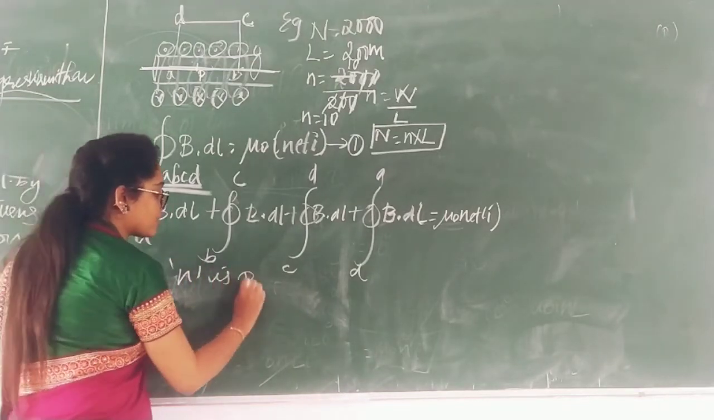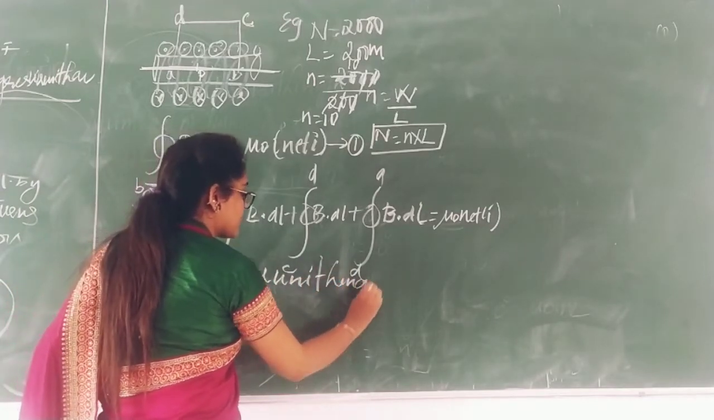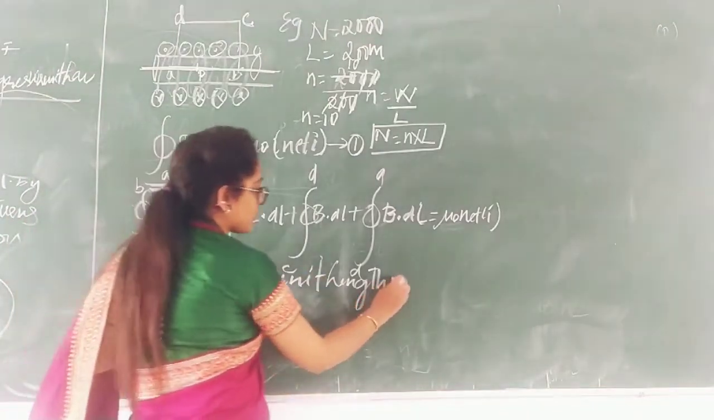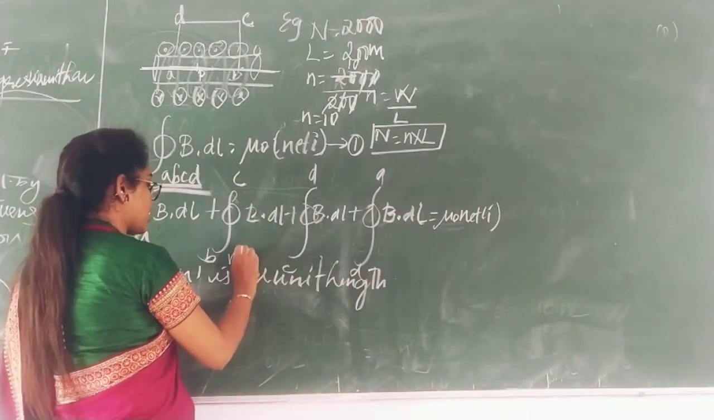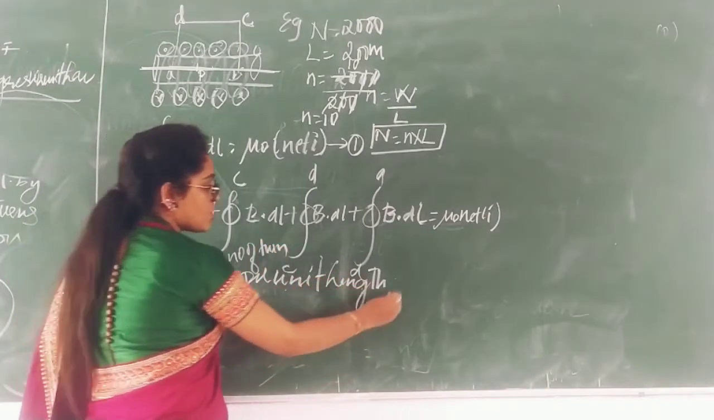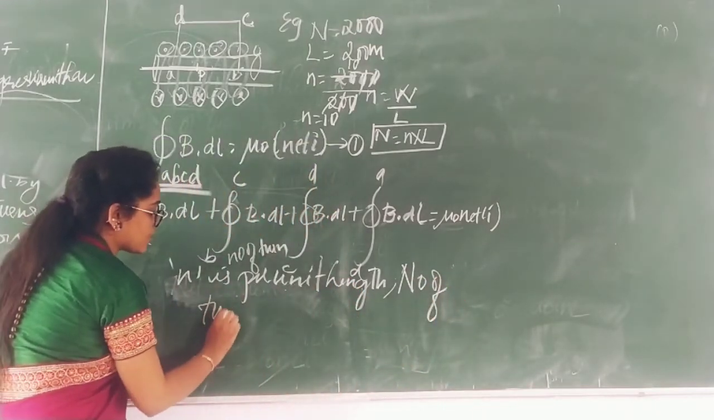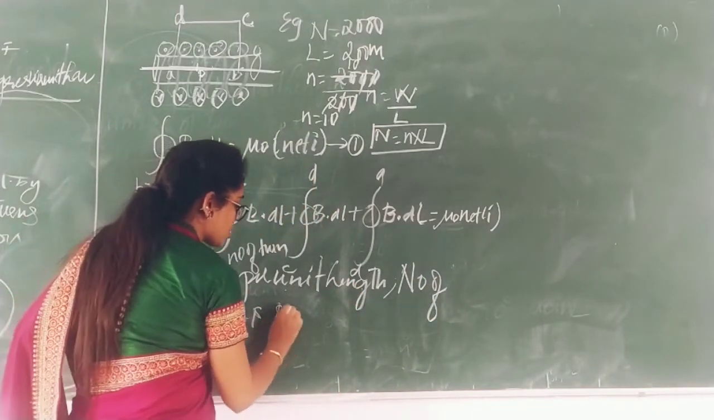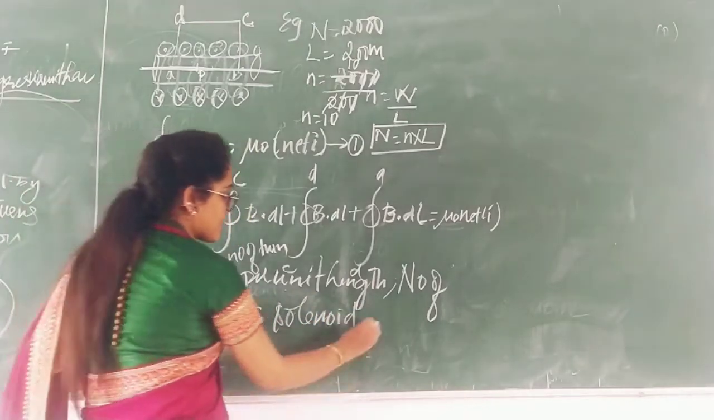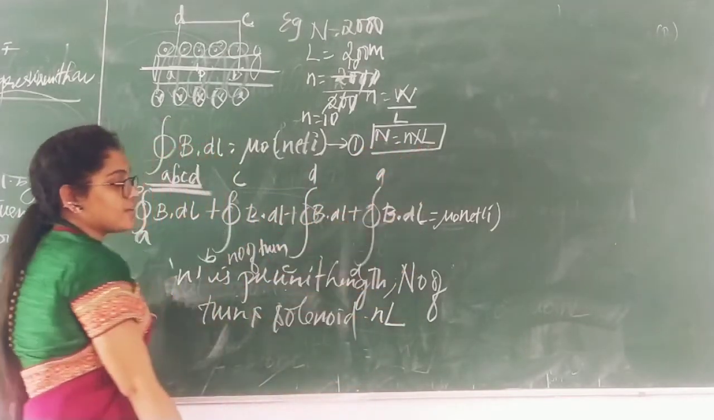So here, how to write the net current? Before that, make a note like this: n is per unit length. n is the number of turns for per unit length. So how am I going to write the number of turns in the solenoid? That is n into L. Number of turns in the solenoid, n into L.